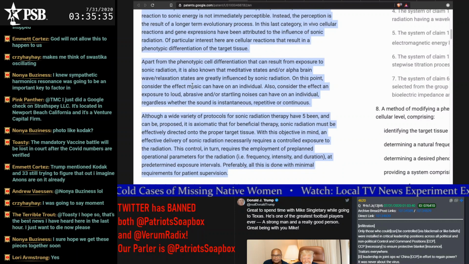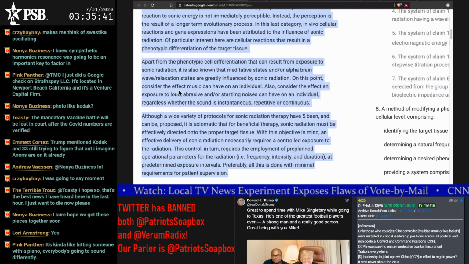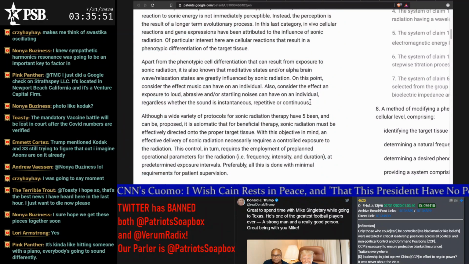On this point, consider the effect music can have on an individual. Also consider the effect an exposure to a loud, abrasive, and/or startling noise can have on an individual, regardless of whether the sound is instantaneous, repetitive, or continuous. I will add to this binaural beats, using sound waves from two different locations, offset by a certain number of hertz, and the brain picks up on the change. And they can do this with sound waves. We will look at that in detail when we start looking at autonomic nervous system manipulation. And we're going to get there also.